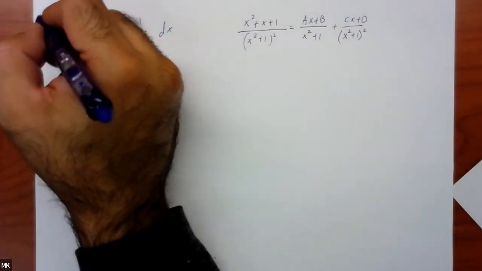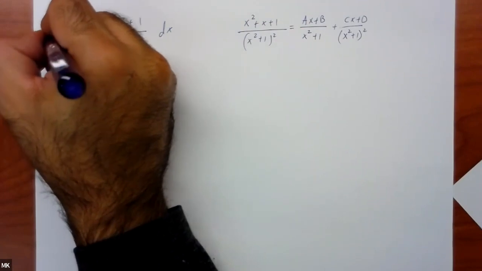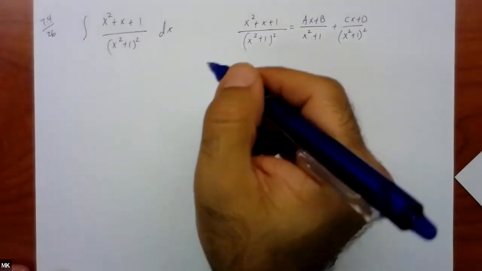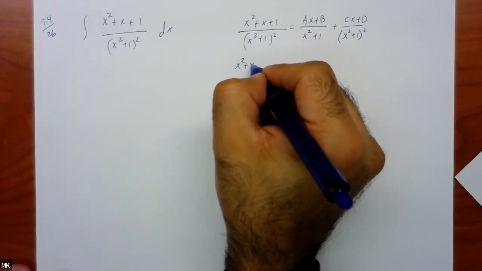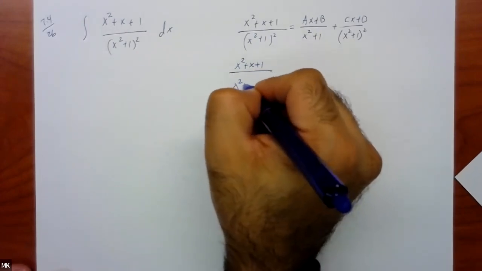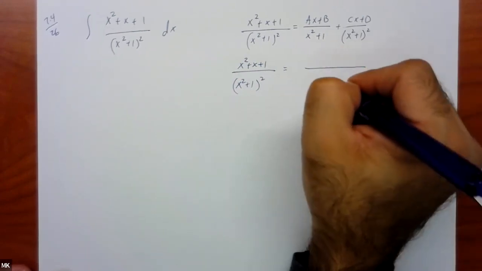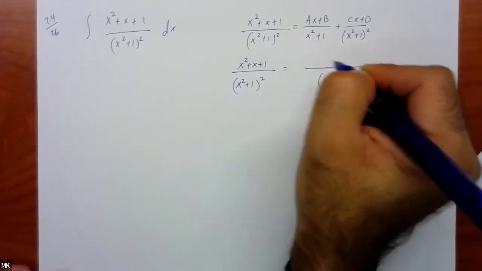So it doesn't matter what power of that quadratic it is. This is problem number, what did I say? 26. Yeah. It doesn't matter what power it's going to be, it's still going to be cx plus d, ex plus f, whatever. So the common denominator is going to be x squared plus 1 squared.